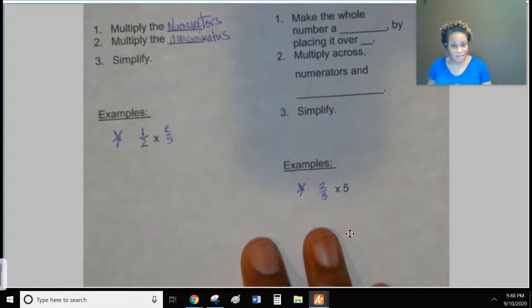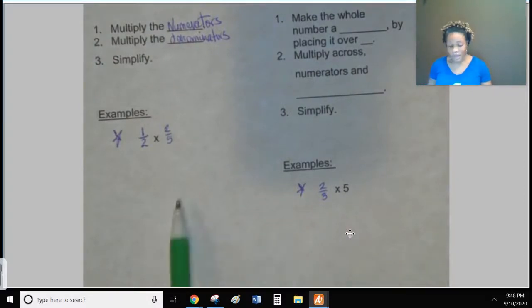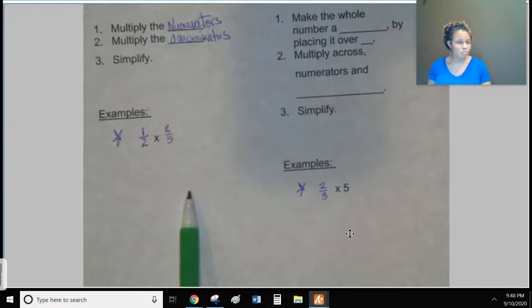So we have an example here, 1/2 times 2/5. If we were using our estimating of products, who could tell me, is my product going to be greater or smaller? Is it going to increase or decrease? I hope you said it's going to decrease, because remember, when you multiply a piece by a piece, you end up with a crumb. Yes, you got it.